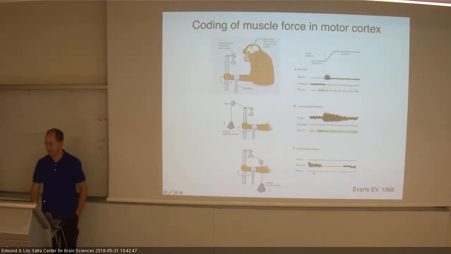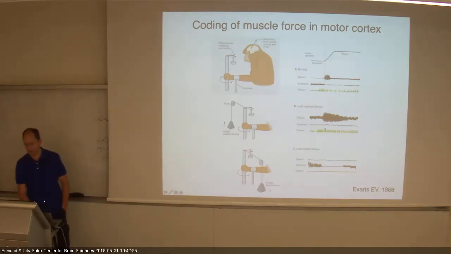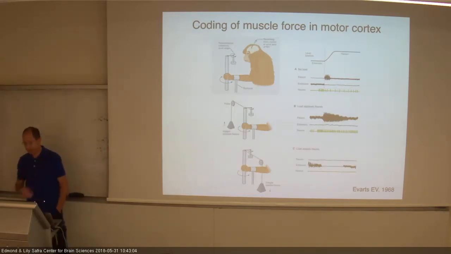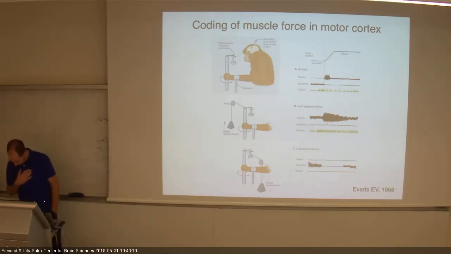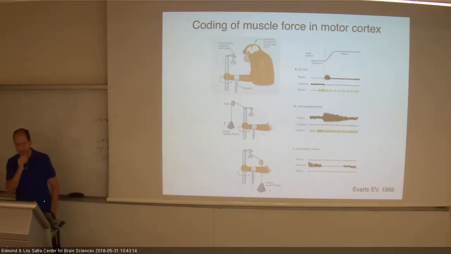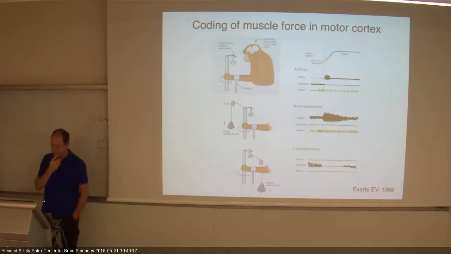So here the kinematics is very similar in all three conditions. The profile of the arm movement is very, very similar. But the firing rate is very, very different, because the powers are different. These kinds of experiments, and these are pioneering experiments, show that the activity in the frontal cortex is related to the muscle activity and not the kinematics of the arm.